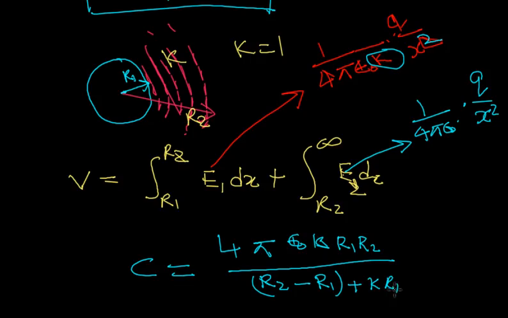In the next session we will derive the capacitance of concentric metallic spheres. We will have two spheres, an inner sphere and an outer sphere, and these two spheres will form a capacitor, and we'll find the capacitance of the system in the next sessions. Till then, bye bye.